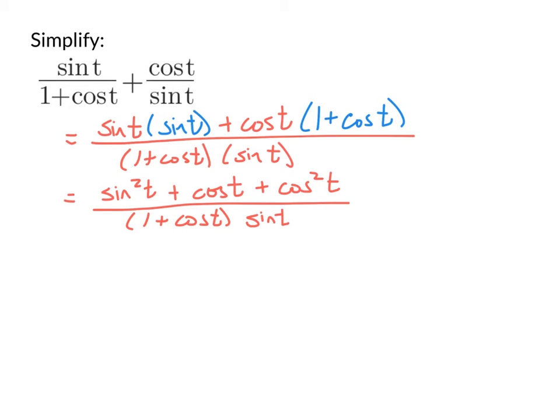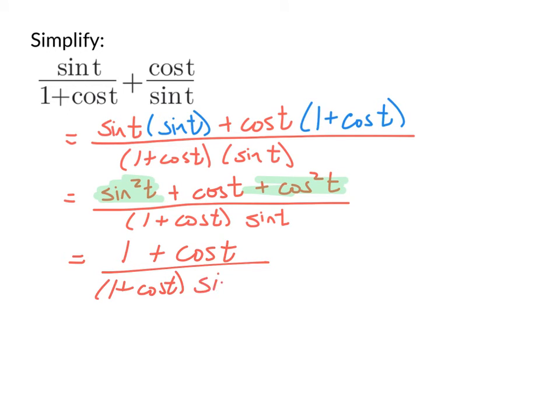What we have to do now that it's a trig expression is to see if we have any other trig identities that we can use. And we look and quickly we see that we have this sine squared plus cosine squared again. So I'm going to replace that with a 1. And we'll have 1 plus cosine of t over 1 plus cosine of t times sine.